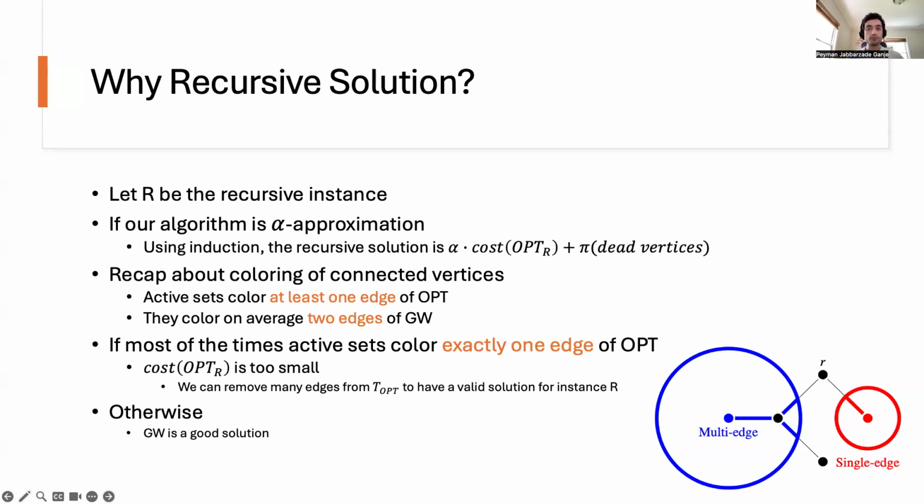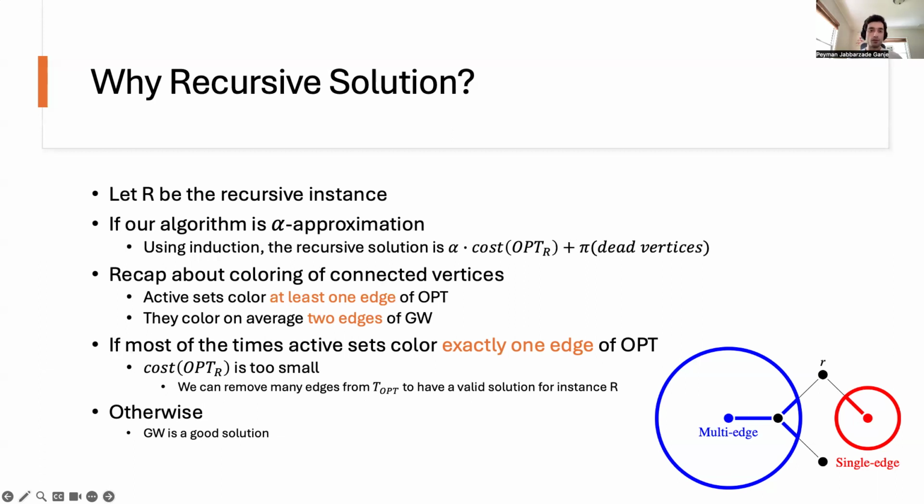And if we assume, using induction, that our algorithm is alpha approximation, then for the recursive instance R, we have an alpha approximate solution by calling the algorithm on it. So the recursive solution we achieve is alpha times the cost of the optimal solution for the recursive instance, plus the penalty of the vertices that we paid in this way.